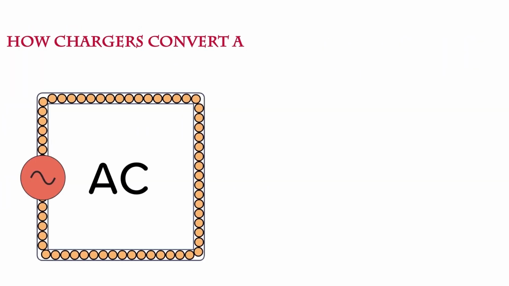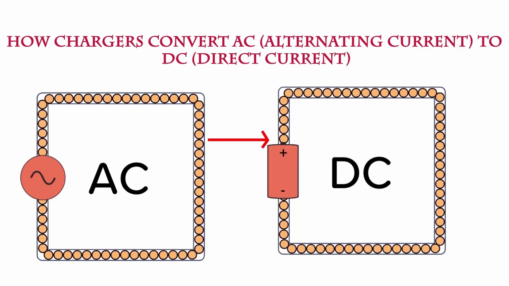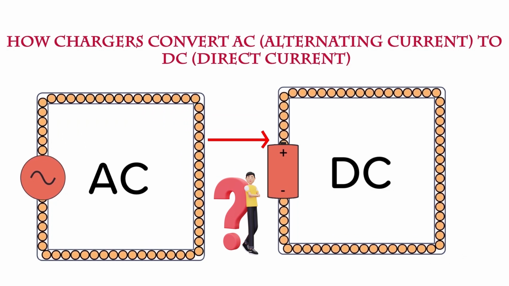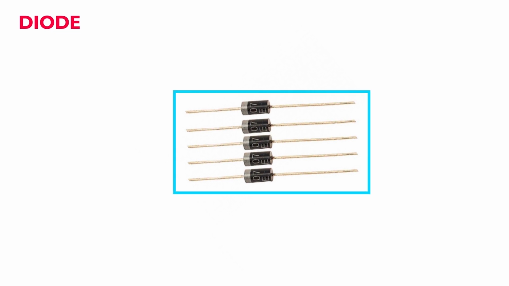Now, the process of how chargers convert AC, alternating current, to DC, direct current, can be a source of curiosity, and that leads us to the topic: diode. To begin with, let's take a look at the appearance of a diode. The image provided here is a representation of the physical appearance of a diode.